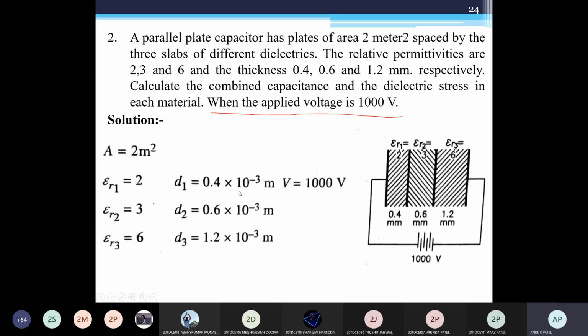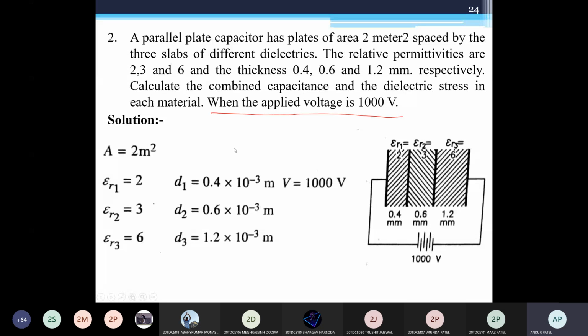D1 is given 0.4 into 10 raised to minus 3 meters. So all the data are given in meters. So no need to convert D2 and D3. Okay, so this is given in mm. So just we are converting into the meter. 0.4, 0.6, and 1.2. Okay, this is 2, 3, 6. Now similarly, just find out the combined capacitance.